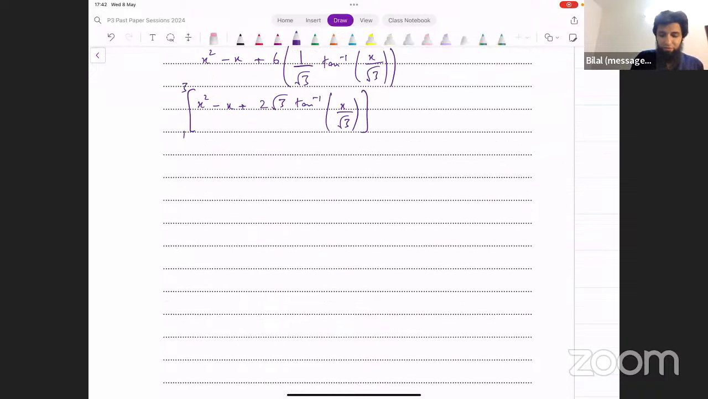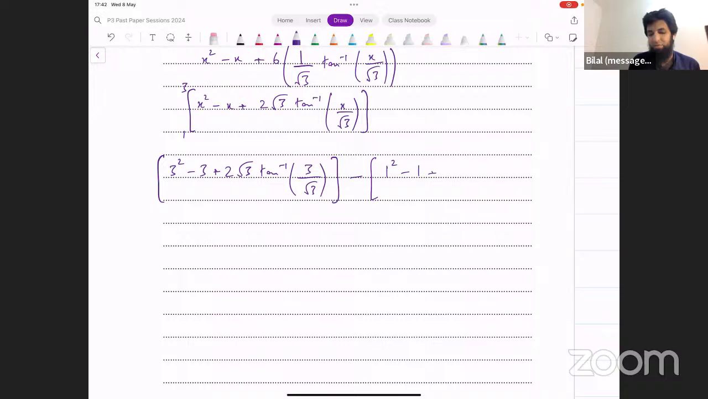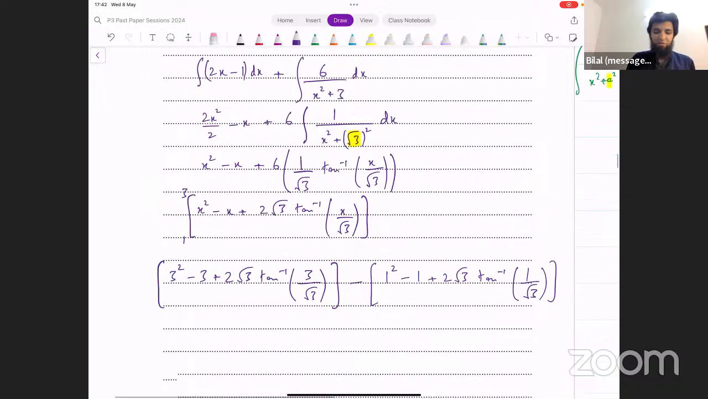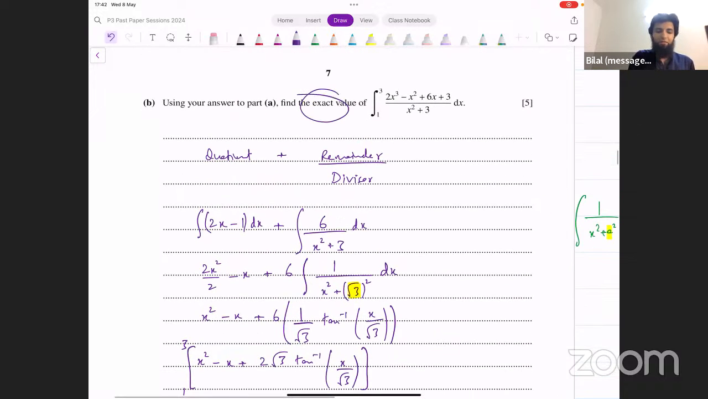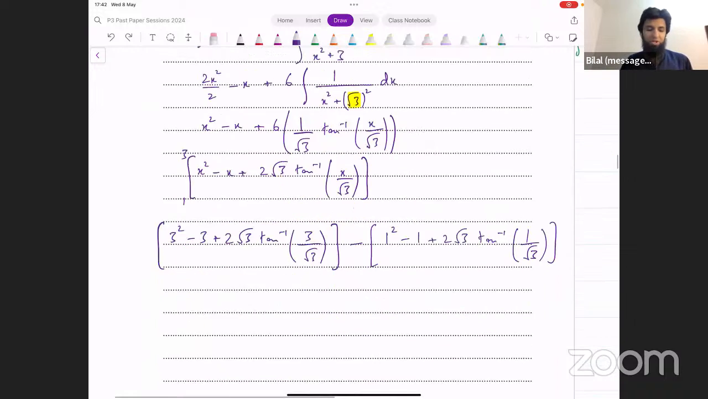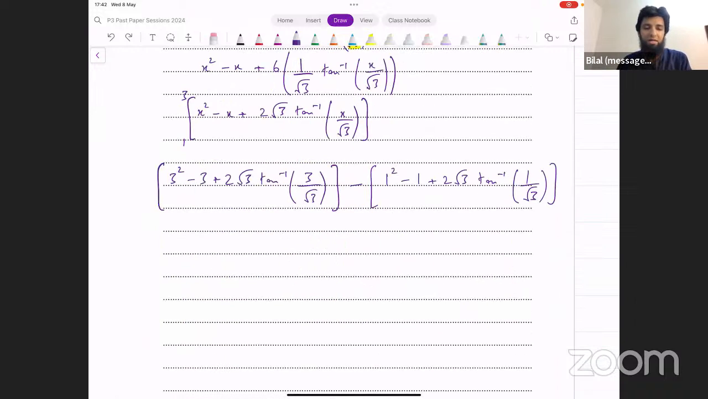Let's input 3 first of all. When we input 3, we get 3 squared minus 3 plus 2 under root 3 into tan inverse of 3 over under root 3. Subtract from this the case when you input x equal to 1. That gives you 1 squared minus 1 plus 2 under root 3 into tan inverse of 1 over under root 3. Now, since we want an exact value, we have to show working for this. We can't just put this whole thing on our calculator and write down the final result. That is not allowed, so you have to show working.